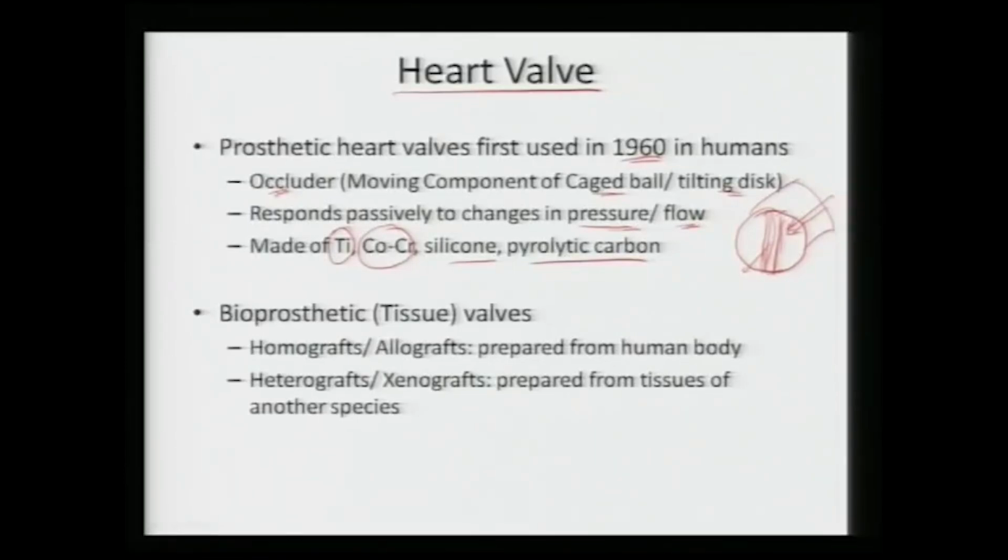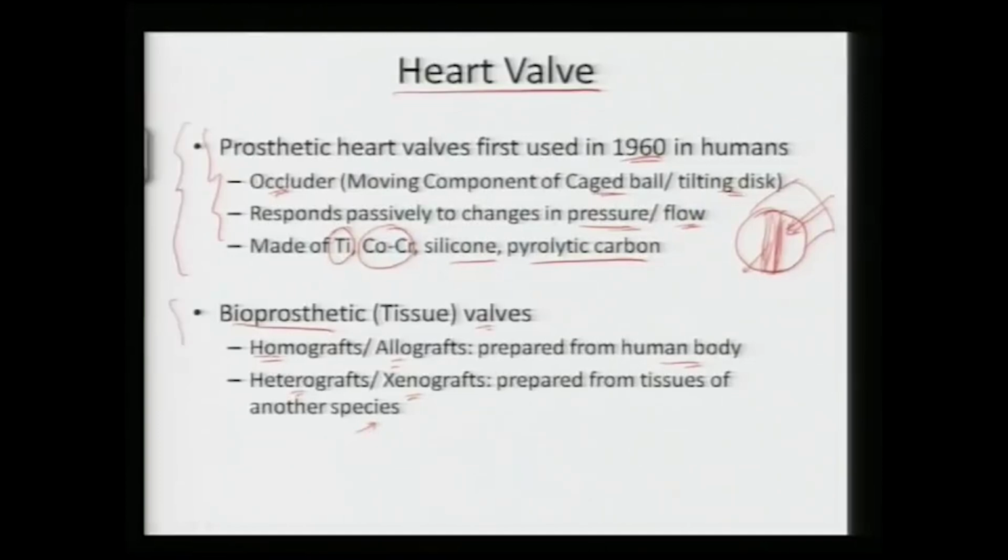So they have certain fins or balls, and in this particular case they have some sort of a disc, leaflets, which can alter the directionality of the flow. Again, these are synthetic or prosthetic heart valves. There can be either bioprosthetic or tissue valves, and these can be prepared either from homografts or allografts, which are prepared from the human body, or they can be heterografts or xenografts, which are prepared from the tissues of another species.